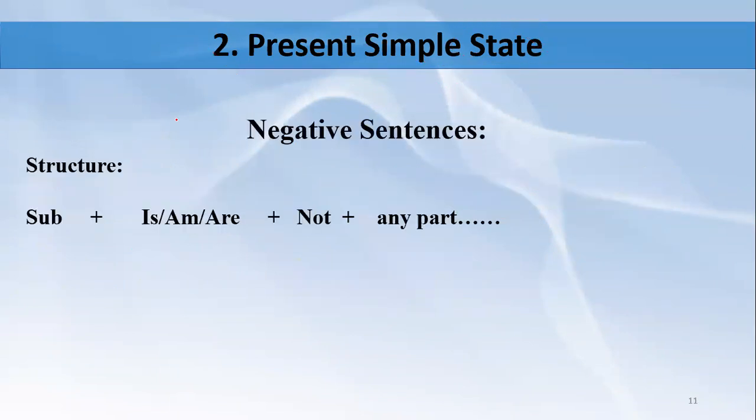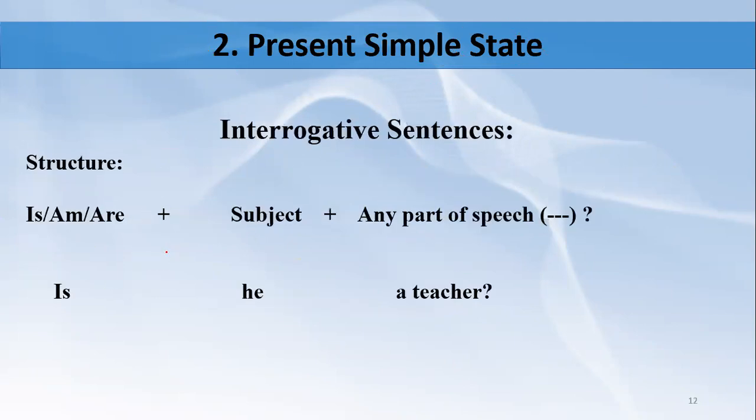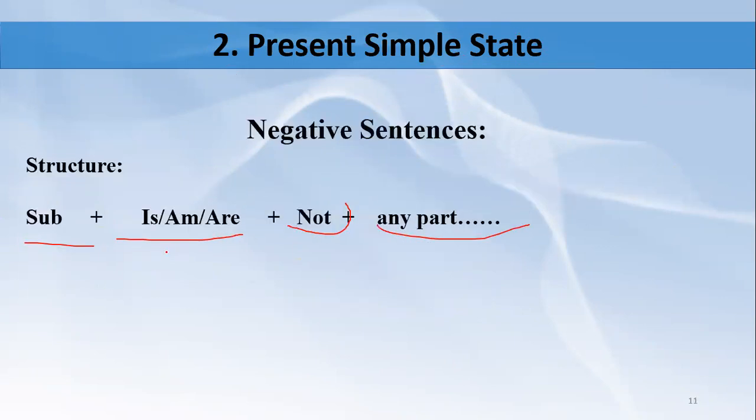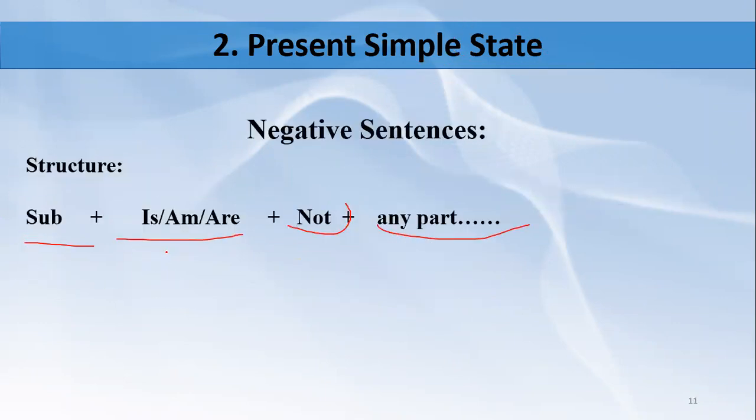Then the negative structure, so again subject plus is, am, or are according to the subject, and then not simply, and any part of speech except those few. Like here he is ill, so he is not ill. Fine. I am a teacher, I'm not a teacher, God forbid. Fine. And you are present and you are not present.